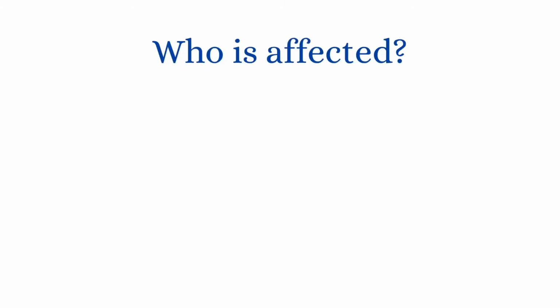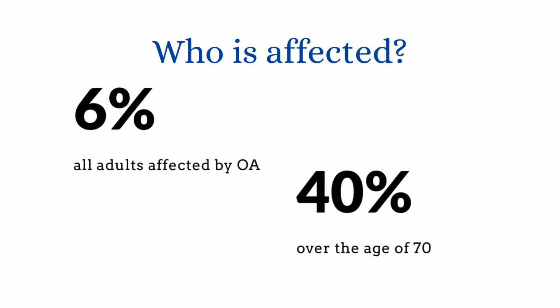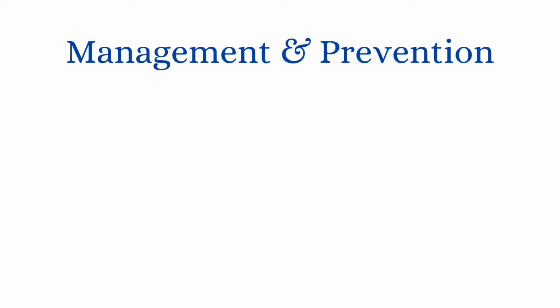So who does this affect? Nearly 6% of all adults are affected by osteoarthritis, and this mainly affects people over the age of 45. This number then rises to 40% at 70 years of age, and your knee joint is the most commonly affected joint in osteoarthritis. And lastly, women are also more susceptible to developing knee osteoarthritis.